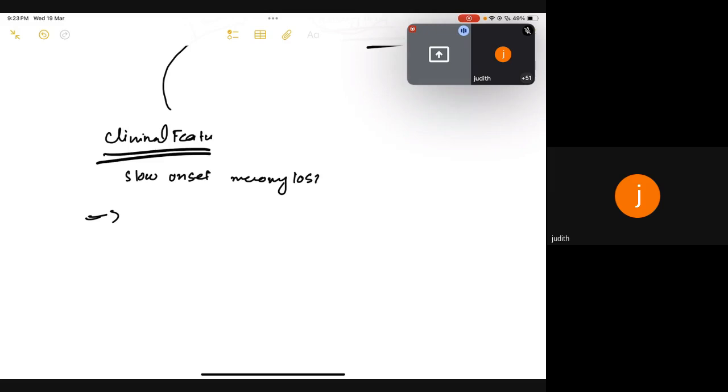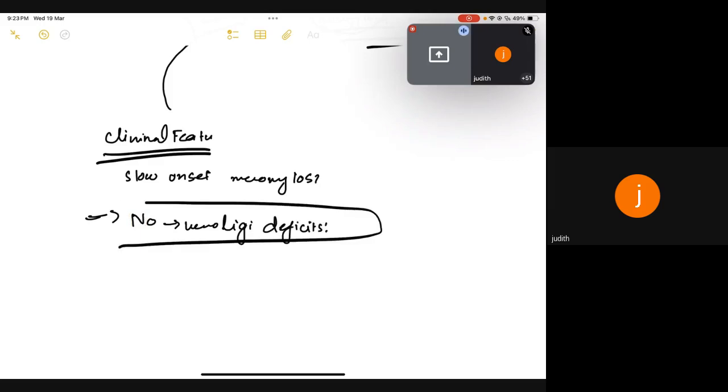An important point you must remember is that we won't have any neurological deficit in these individuals. There won't be an obvious lesion which is causing these problems. It's basically diffuse atrophy of your cerebrum. Is that clear?